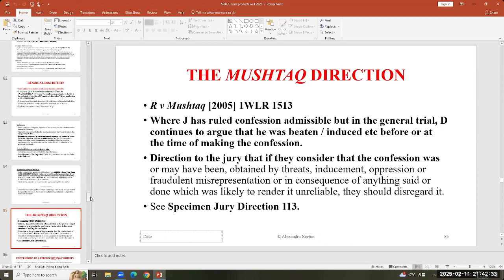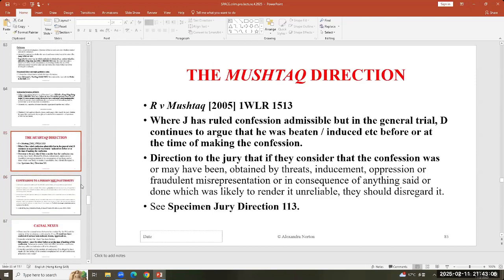So this is what the Mushtaq direction covers. It covers a scenario where the jury hear about the threats, beatings, etc., which the judge has already ruled were not sufficient or didn't believe the defendant, and therefore the confession is admissible. It's a direction to the jury that if they do think that this confession was only obtained because of threats, inducement, etc., they should disregard it. So that's Specimen Jury Direction 113.